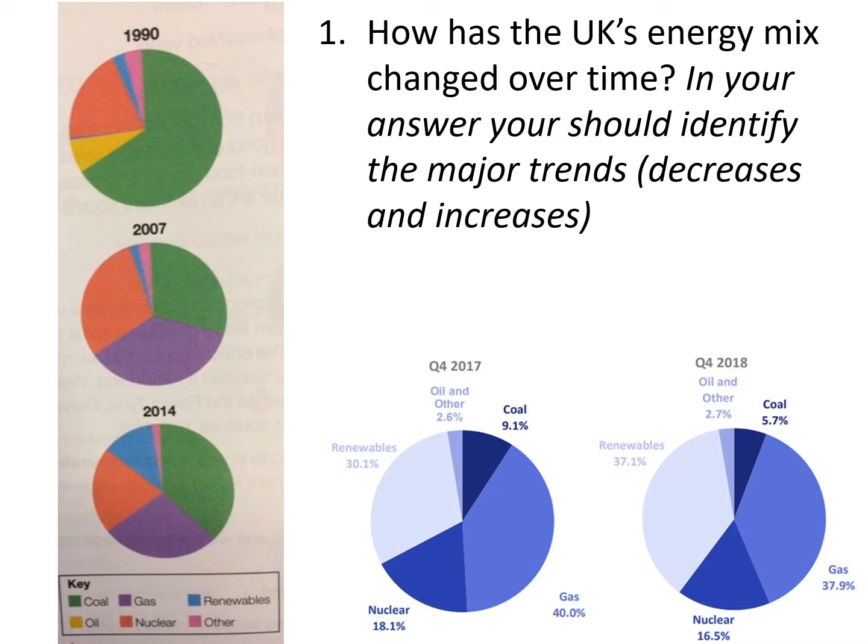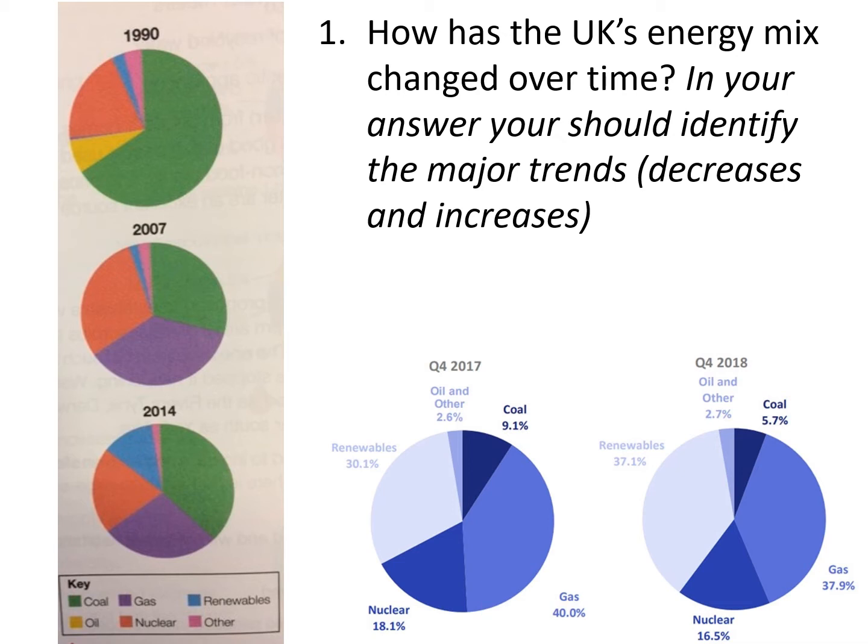Nuclear, well, look at the nuclear segment. We've got 18.1% in 2017. We've got 16.5% in 2018. It's staying pretty similar. It's been pretty significant throughout in terms of the UK, hasn't it? And the pie charts on the left, it's in red. And you can see it's always been fairly significant in the UK, and it looks like it's going to continue to be fairly significant. Gas is interesting because gas actually currently accounts for the most energy in our country, which is still a fossil fuel. But in the future, that may change.